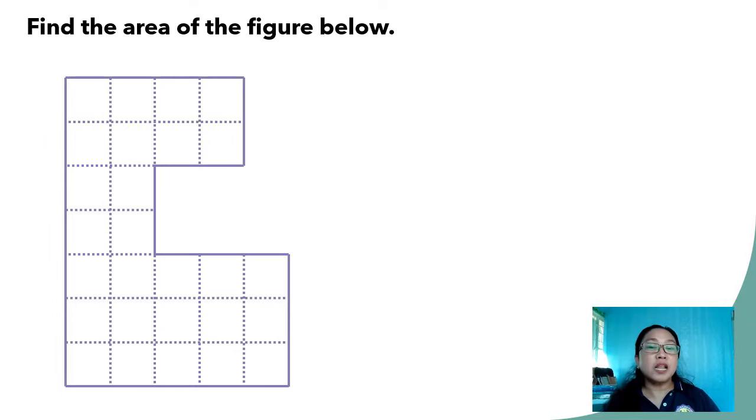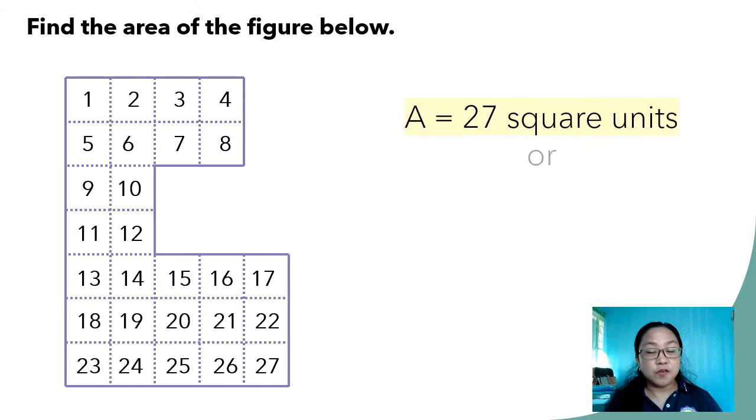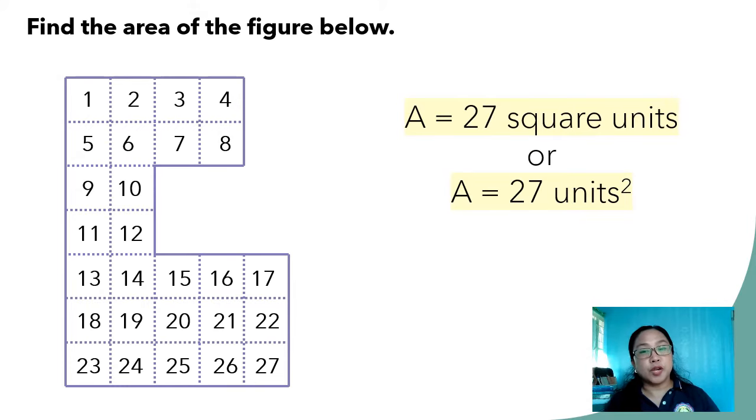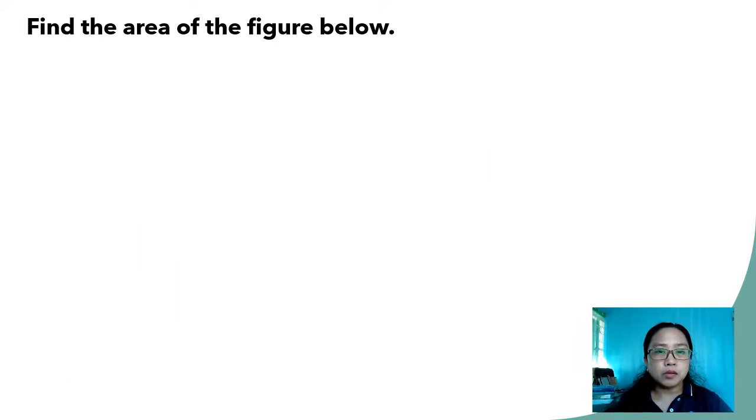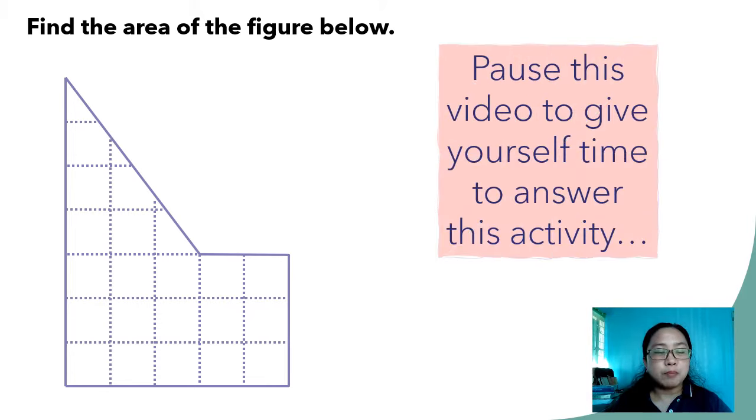Let's have our first composite figure. Can you tell how many square units are there in this figure? By simply counting the square units inside the figure, we can say that the area of this figure is 27 square units, or 27 units squared. How about this figure? Counting the square units inside it will not guarantee that the area we'll have is correct. So what should you do then? You may pause this video to give yourself time to think, what are you going to do to get the area of this figure?